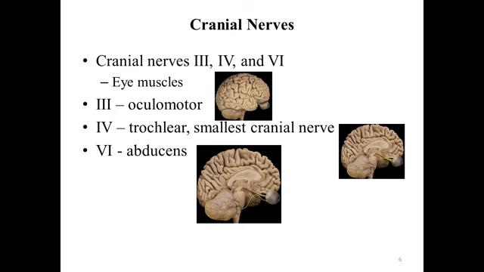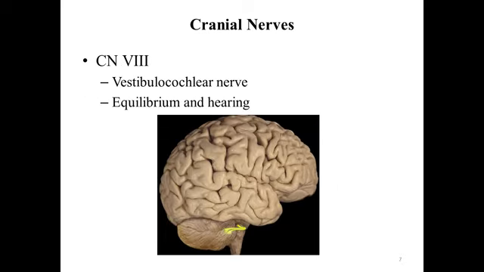Cranial nerves 3, 4, and 6 innervate eye muscles and move the eyes. Cranial nerve 3 is the oculomotor nerve. 4 is the trochlear nerve, which is the smallest cranial nerve, and 6 is the abducens. Before moving to the face, let's do the ears. Cranial nerve 8, the vestibulocochlear nerve, functions in hearing and equilibrium. Vestibulo for balance and cochlear for hearing.